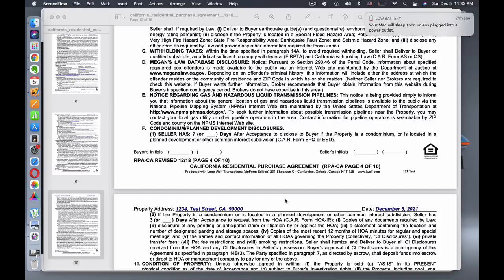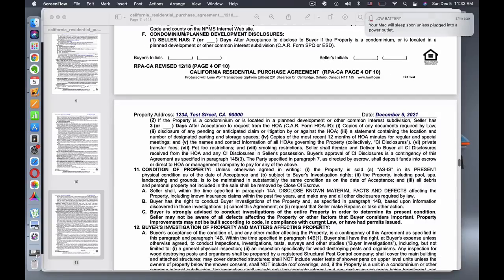Letter F is condominium plan development disclosures. So the seller is given 7 days to get you all these condominium documents, but the HOA and the property management companies move much slower. So again, if it takes the management company 10 days to get you the documents on the HOA, you can't waive that contingency. So if that gets dropped on you at 10 days, you still get some time to review that. Then we'll go on to the next page.